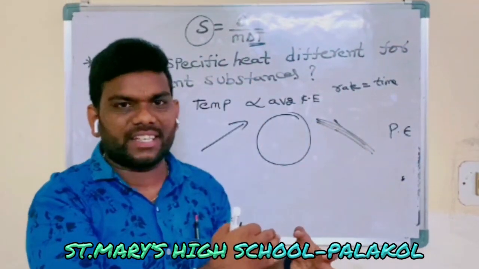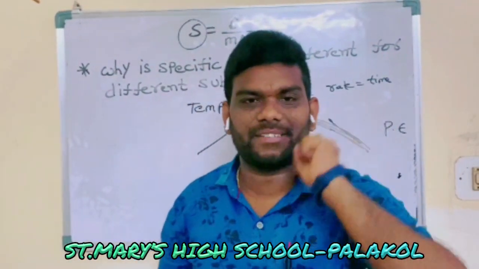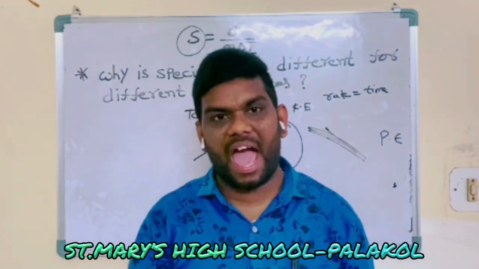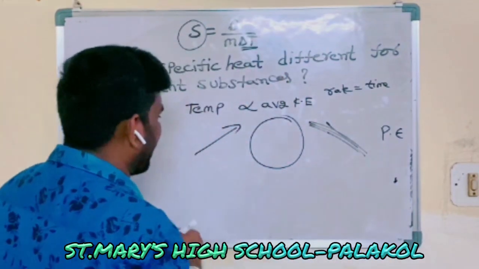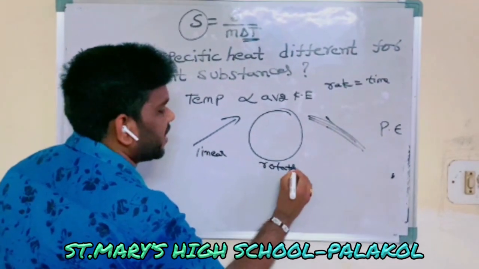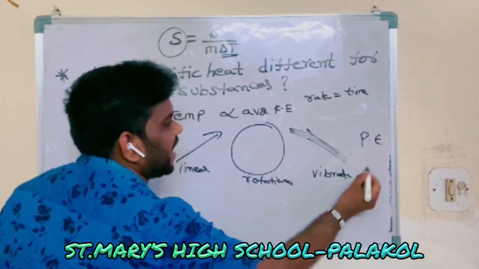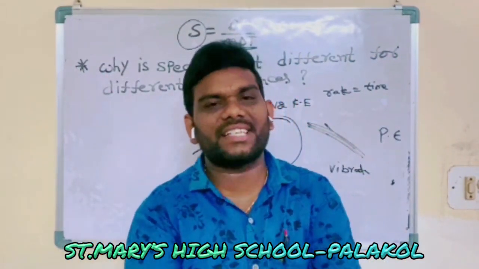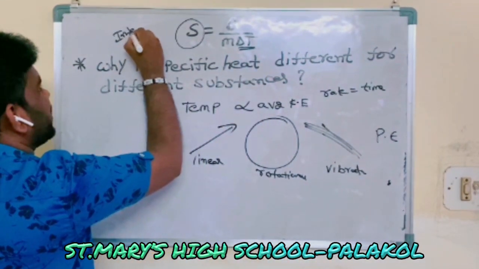These all energies, including the total energy, is called internal energy. Okay, students, what is internal energy? If the molecules of a substance have different forms of energy, that is linear kinetic energy, rotational kinetic energy, vibrational kinetic energy, and potential energy between them, then the total energy is called internal energy. It is very, very important.